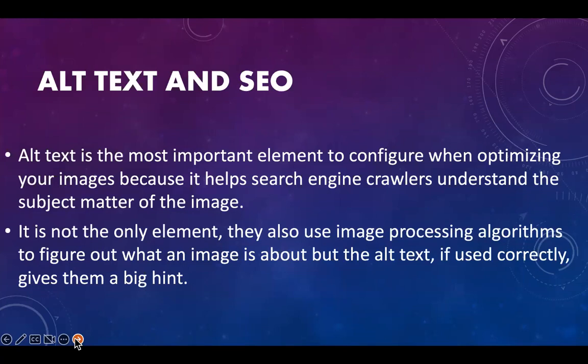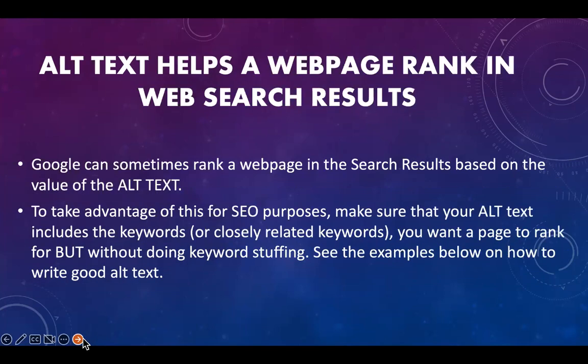So the importance of alt text in SEO, as already explained: alt text is the most important element to configure when optimizing images because it helps search engine crawlers understand the subject matter of the image. It is not the only element. They also use image processing algorithms to figure out what an image is about, but the alt text, if used correctly, gives the image a big hint. So alt text helps a web page rank in web search results.